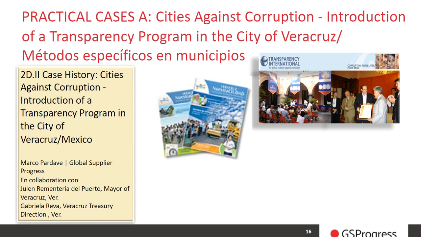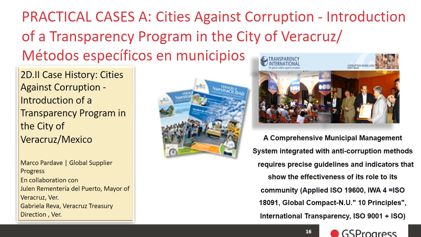success, this project. And as I said before, it was the 18,091, and we used the Global Compact United Nations 10 principles and the ISO 9016 for international transparency. When we combine this one, is the beginning of the ISO 37001. From those standards, this standard was born.